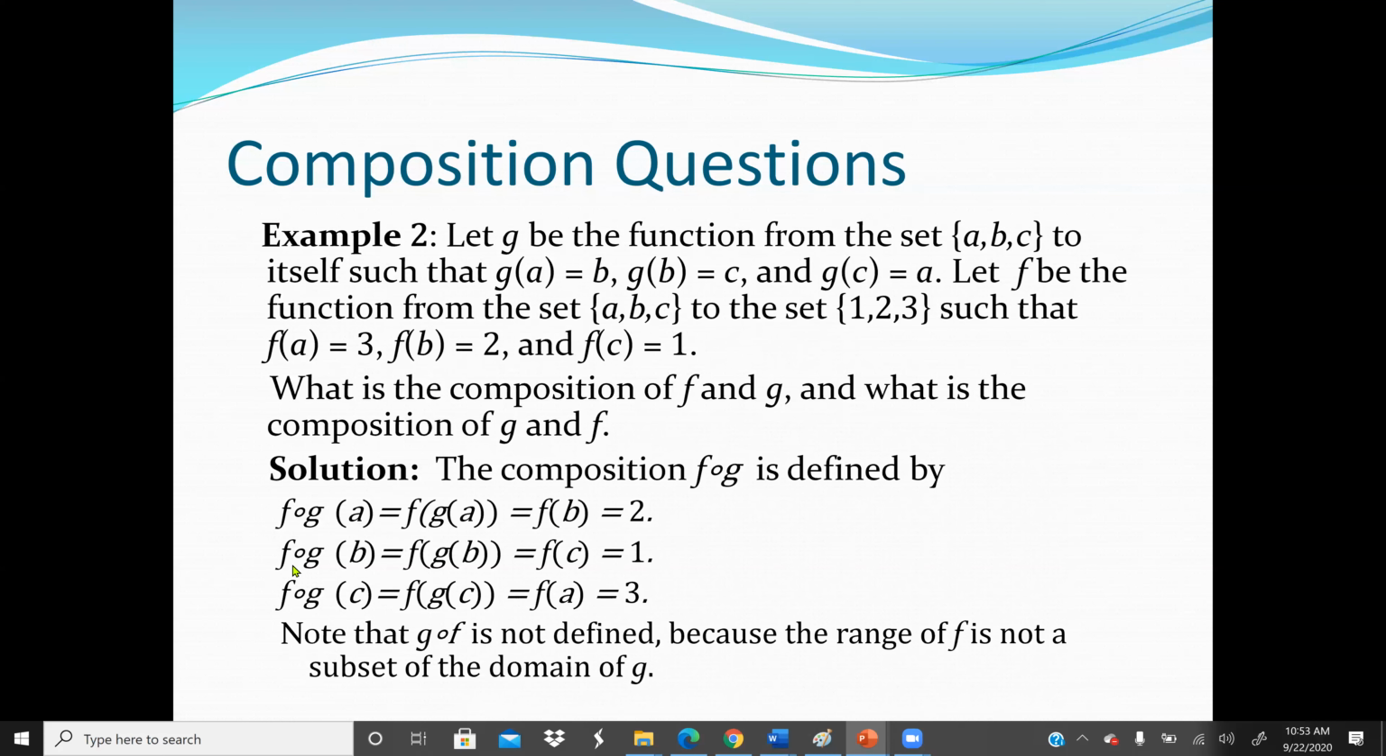So the next is F composite G at B. So G at B will give us F at C, because G at B is equal to C. And that will give us 3. But we cannot find G composite F because of the domain, the subset.